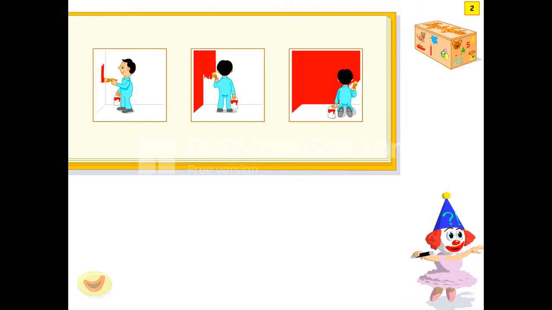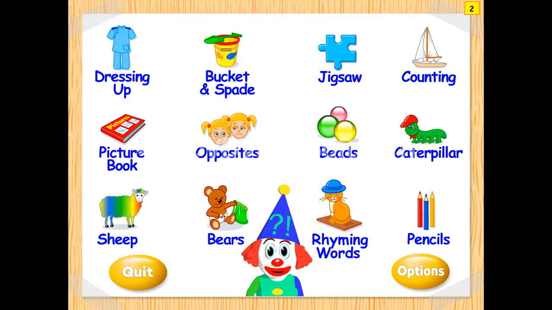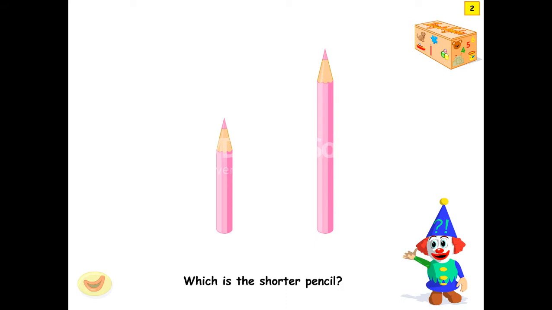Okay, now we will go for the other one. Choose a game. Now this one is using pencils. Let's play pencils. Now it gives the concept of which is the shorter pencil: shorter, long, thick, thin, right? Give the concept to the children, this one for the learners. This is the shorter pencil.